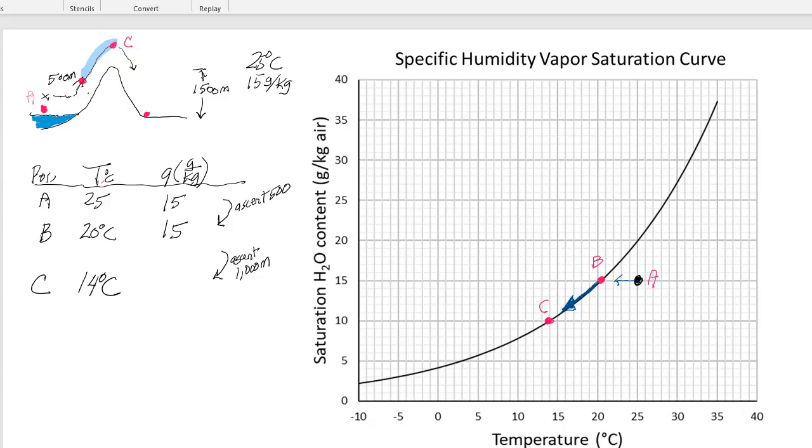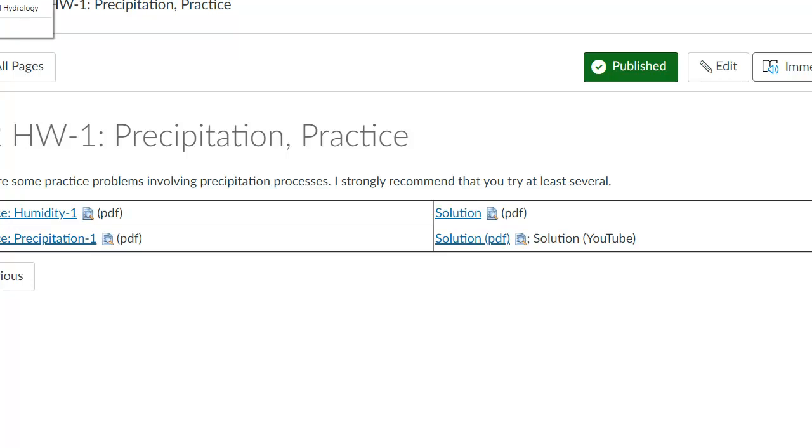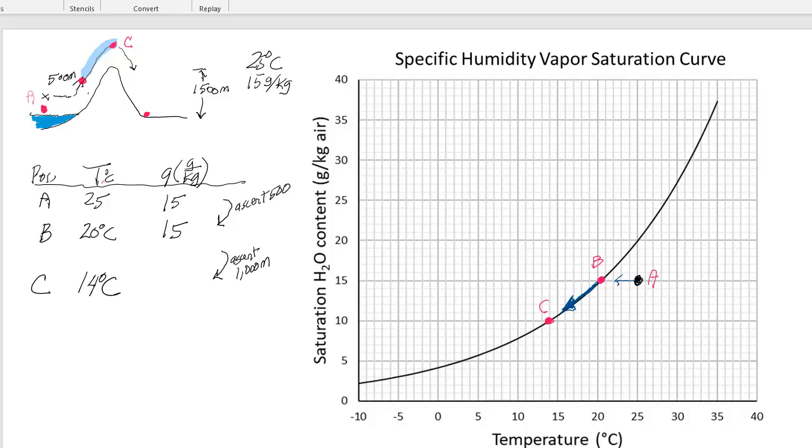So there's our summit. It follows the path from B to C, and it has reached the summit, and we know it's at 14 degrees C. We can now read off directly from the diagram what its specific humidity must be, right? At point C, it's at 14 degrees C and 10 grams of water vapor per kilogram of air. So it's lost a fair amount of its moisture by precipitation during that path from B to C.